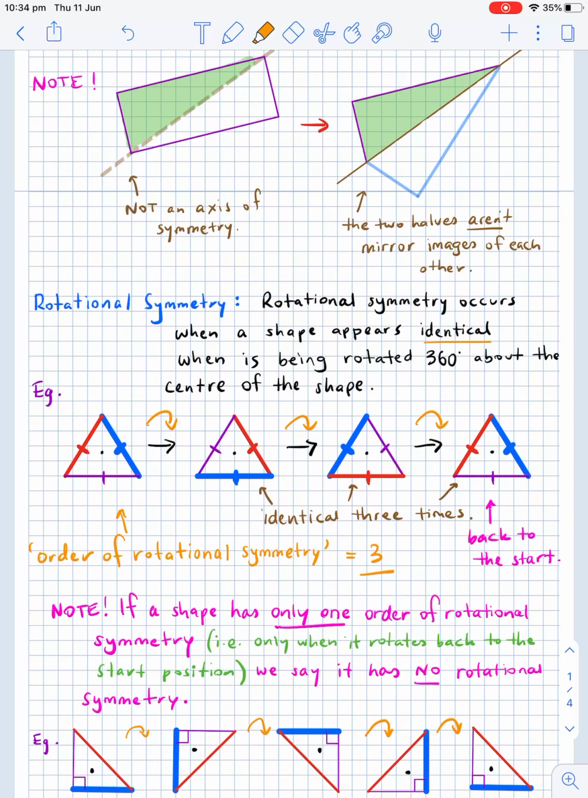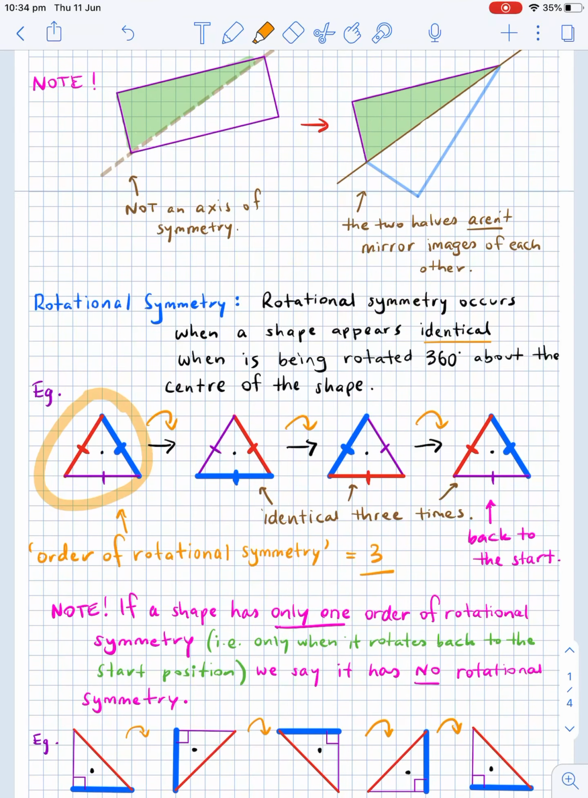Next up is rotational symmetry. Rotational symmetry occurs when a shape appears identical when it is being rotated 360 degrees about the center of the shape. So as you're rotating a shape by 360 degrees, if it ever in that rotation appears exactly the same as it did originally, we say that's rotational symmetry. Some shapes can have it frequently, sometimes it doesn't happen much at all, sometimes it only happens once. It'll always happen at least once, because once it does a full 360 rotation, it'll always come back to the same place and look the same.